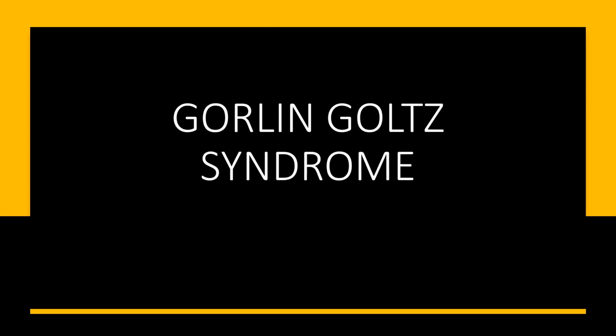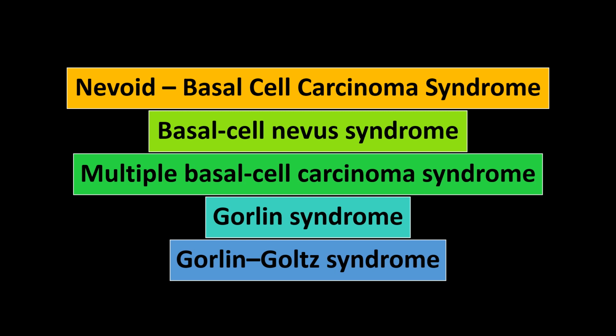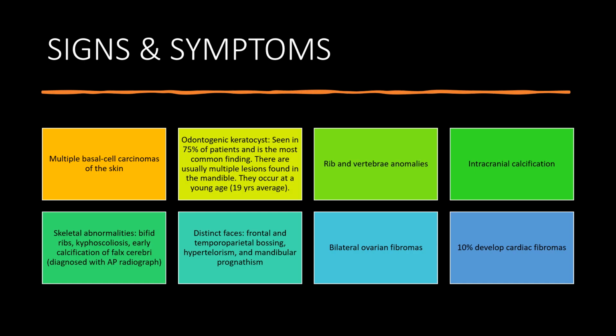So, the first one is Gorlin Goltz syndrome. The other names for Gorlin Goltz syndrome include nevoid basal cell carcinoma syndrome, basal cell nevus syndrome, multiple basal cell carcinoma syndrome, Gorlin syndrome, or Gorlin Goltz syndrome.